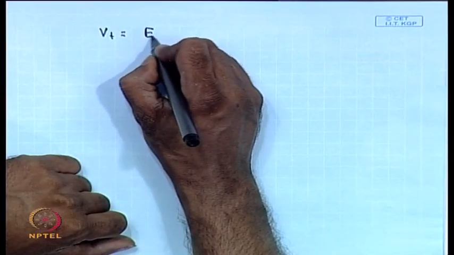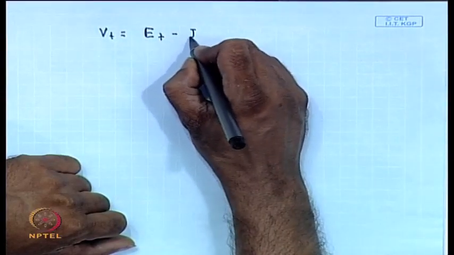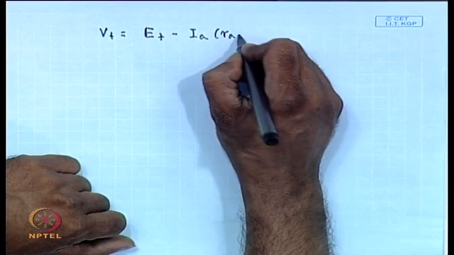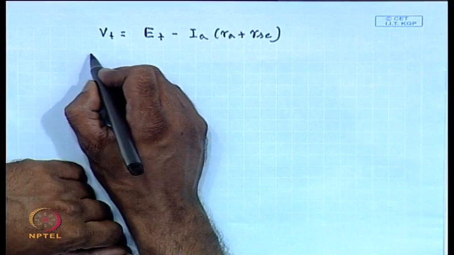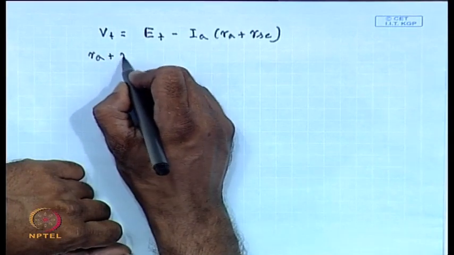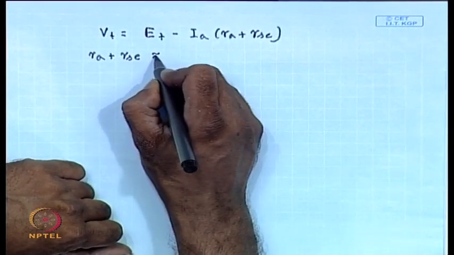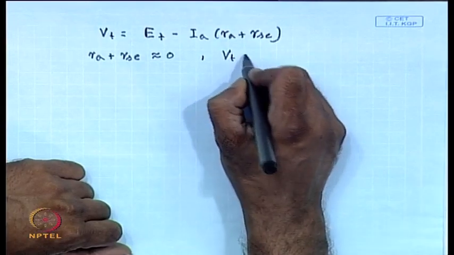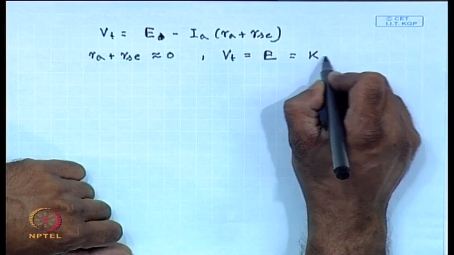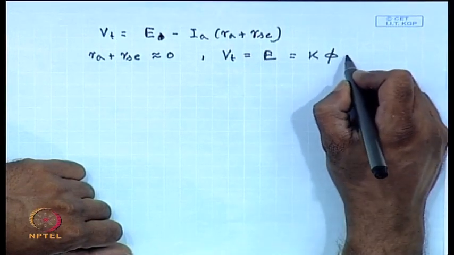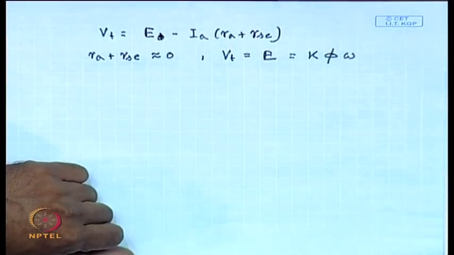Now, let us look at the other side. For any DC motor, we know Vt equal to E minus Ia (Ra plus Rac). Now, in this case all losses are negligible. So, Ra plus Rac is approximately 0. So, Vt equal to E equal to k phi omega.